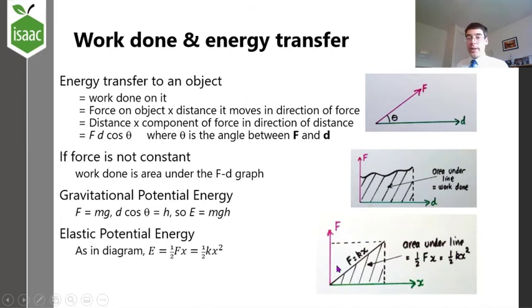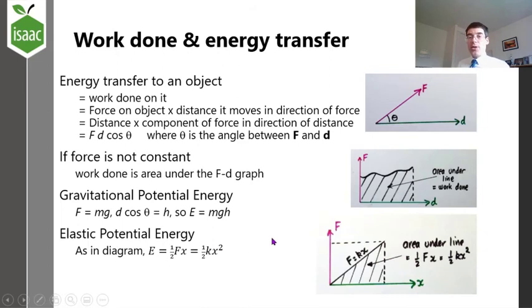Springs are a little bit more complicated because the force gets bigger as we stretch them more. So we have to use this idea of the area under the line to work out the energy transfer. And because it's a triangle, the area is half times base, that's the extension x, times height, in this case the maximum force F, which is also equal to kx. And as a result, we get this equation here for the energy stored being half kx squared.